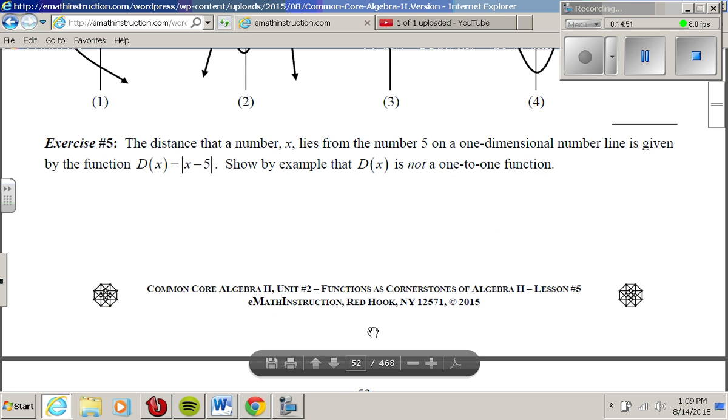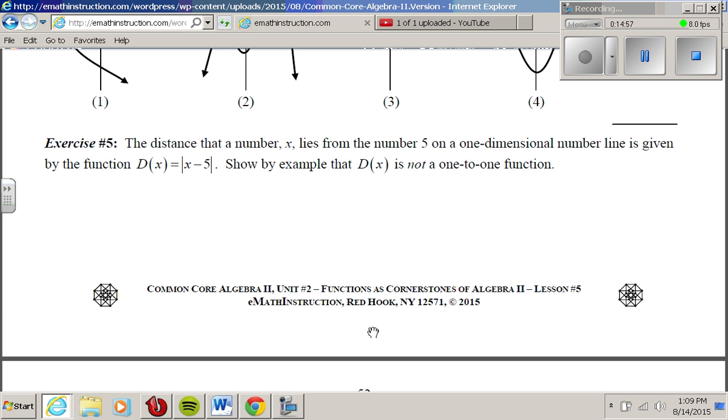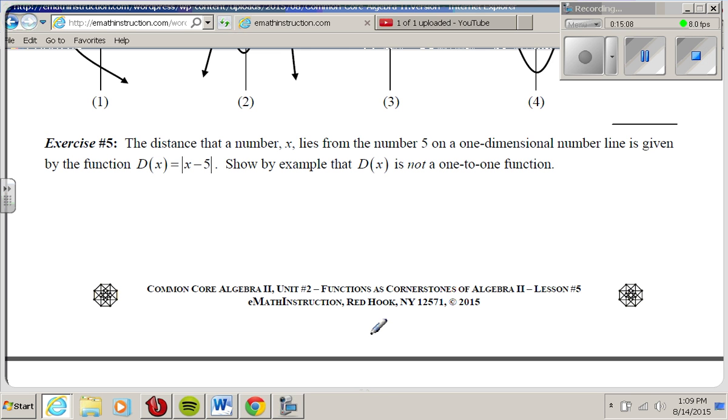Okay, so the distance that a number x lies from the number 5 on a one-dimensional number line is given as d of x equals the absolute value of x minus 5. Show an example that d of x is not a one-to-one function. Okay, so basically what I'm looking for in this example is two of the same y values when I have different x values.